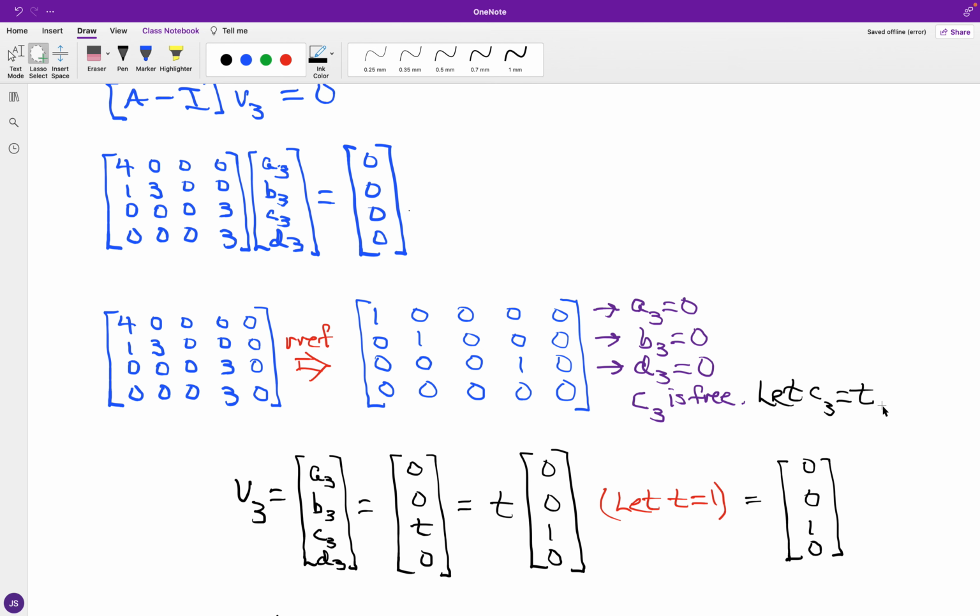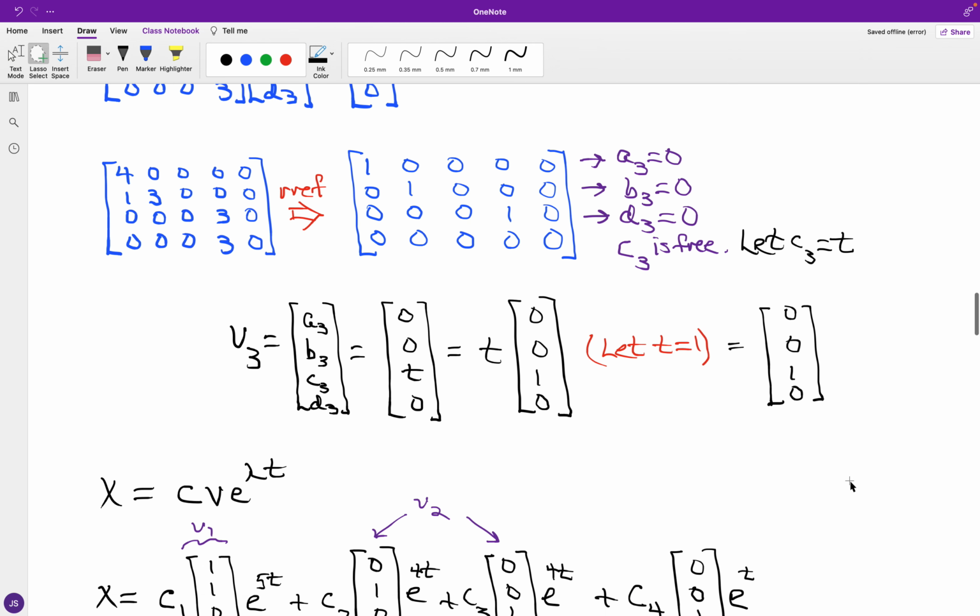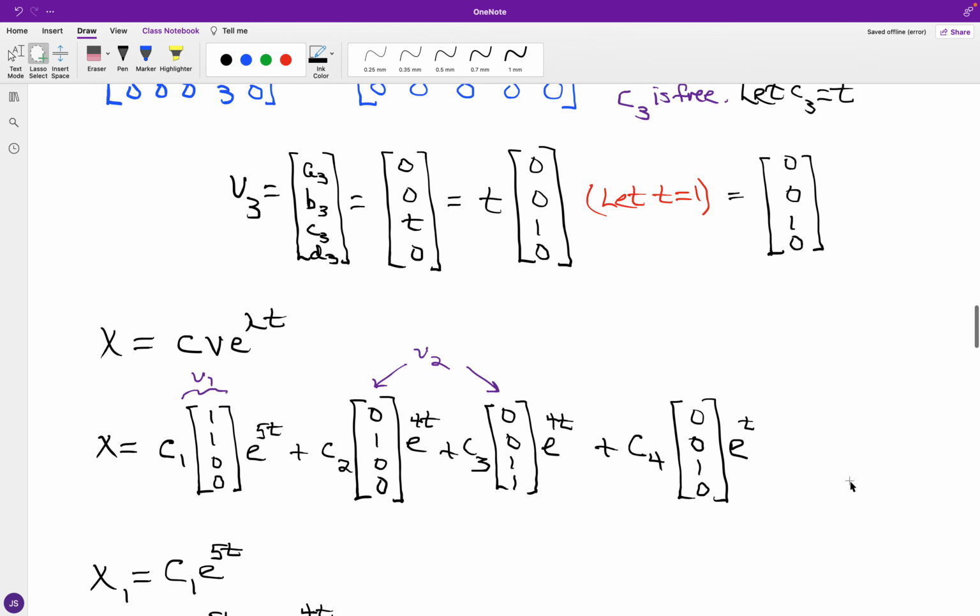And so for v sub 3, with c sub 3 equal to t and everything else negligible, v sub 3 is equal to t times 0, 0, 1, 0. And again, going with the basis, letting t be equal to 1, v sub 3 is equal to the 4 by 1 matrix where, going from the top to the bottom, the elements are 0, 0, 1, and 0.